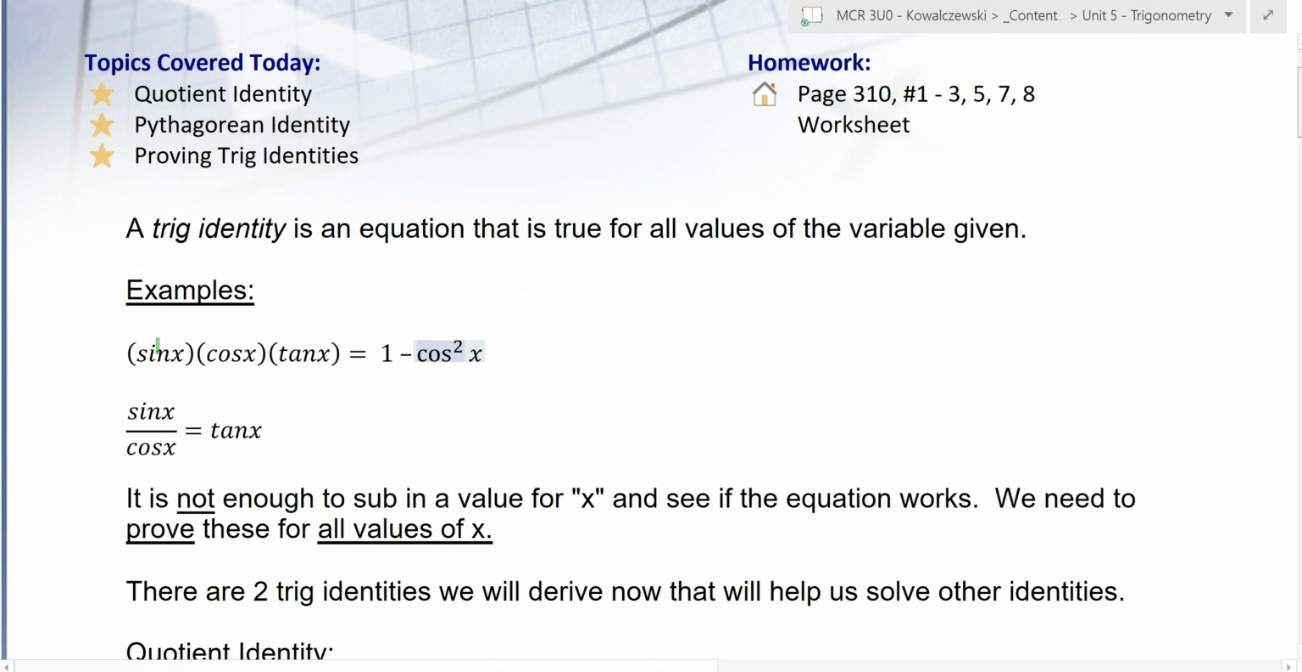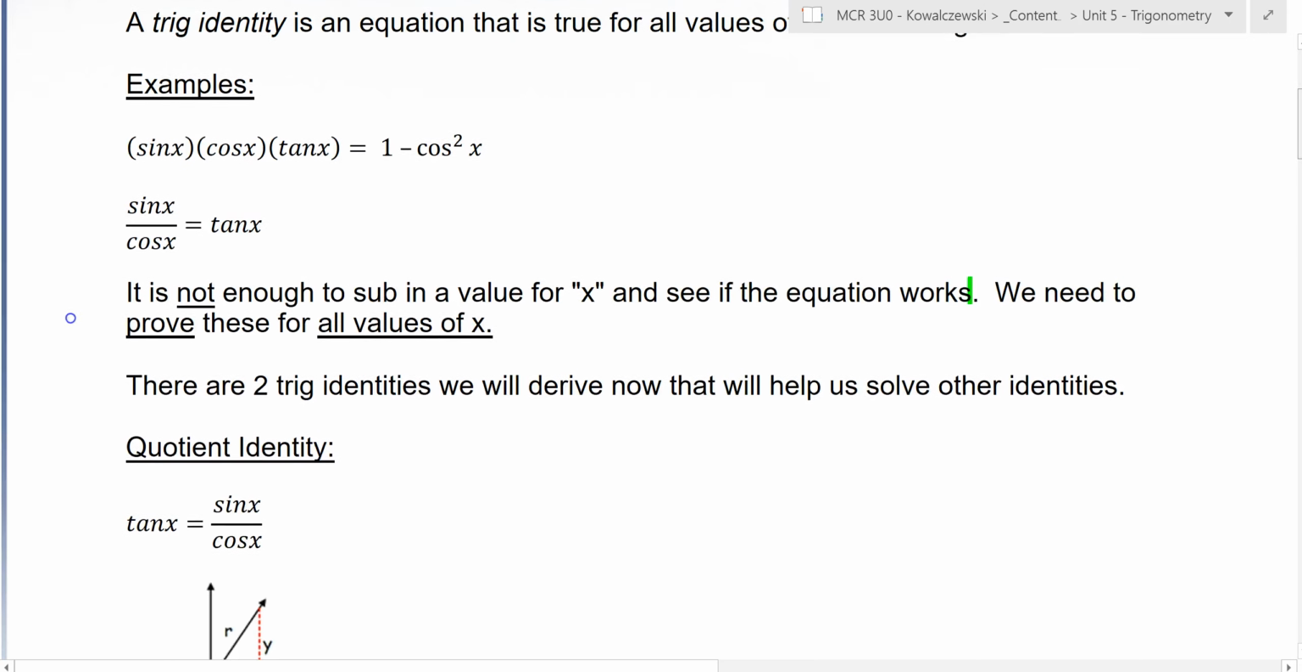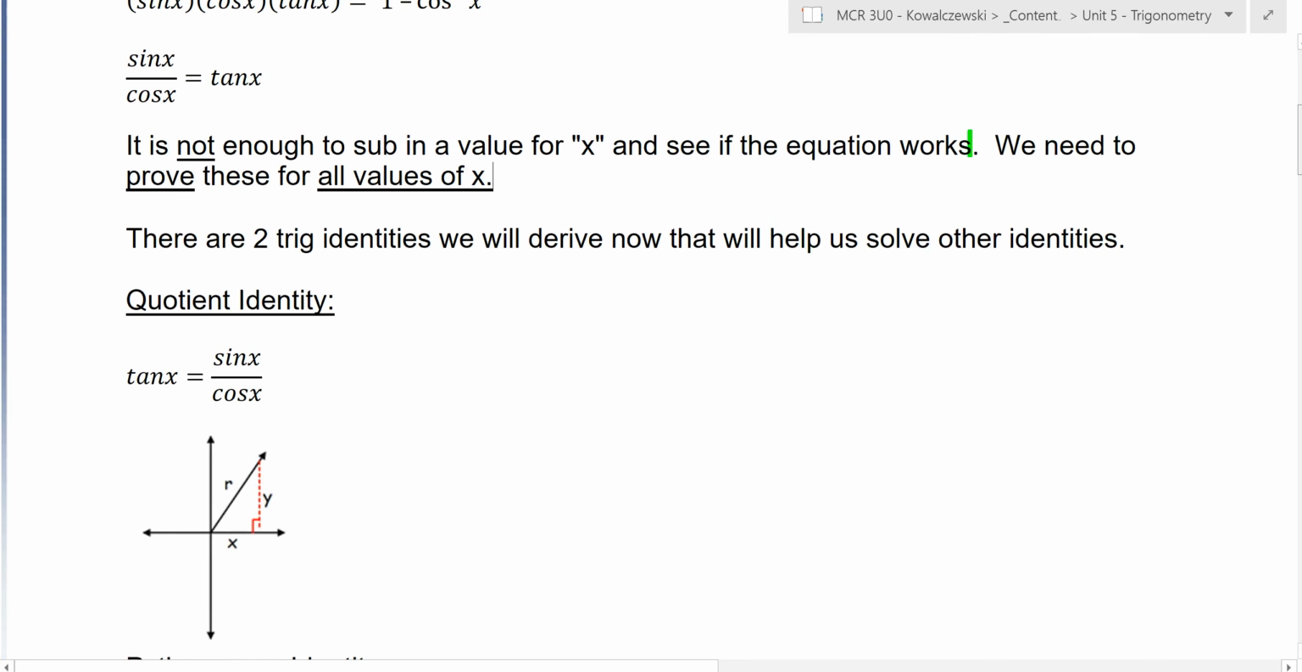Now it's not enough to just substitute in a value for x and see if the equation works. We have to prove it for all values of x. There are two main trig identities that I'm going to derive for you right now, and those two will help us solve the other identities later on. The first one is called the quotient identity. It's actually one of the ones I just showed you, that tangent x is equal to sine x over cosine x. So I'm going to prove to you that this is always true, and then we're going to be able to use it later on.